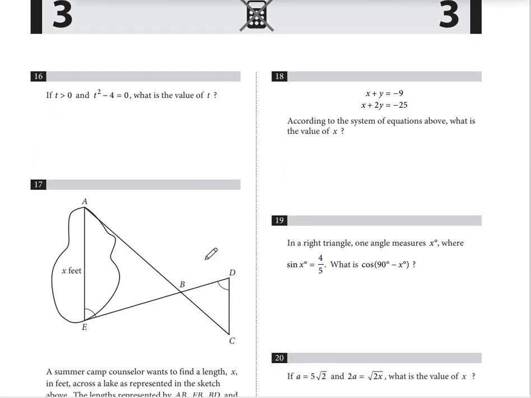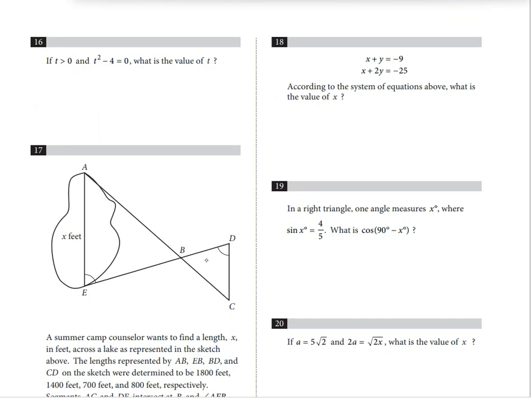For number 16, if t is greater than 0 and t squared minus 4 is equal to 0, what is the value of t? So let's solve for t. I'm going to add 4 to both sides. So I've got t squared is equal to 4. And then I could take the square root, undoing squaring. The square root of 4 is positive and negative 2. The important information, reading the directions here, is that t is greater than 0, so our answer is only going to be that positive 2. So t is equal to positive 2, and that's what we would grid in.